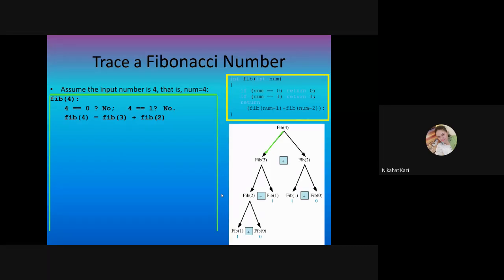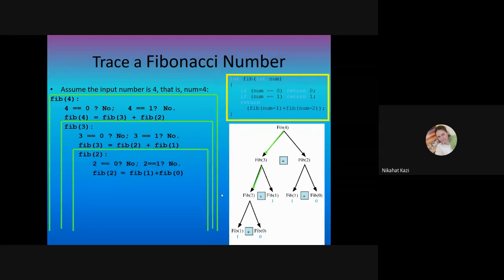So fib 4 calls fib 3. Now fib 3, again it will run. Fib 3 will start running, so that condition is false. Both the base cases are false. 3 is not equal to 0, 3 is not equal to 1. So it calls a recursive formula, right? On the left hand side, fib 3 is equal to fib 2 plus fib 1. So that is what happens.